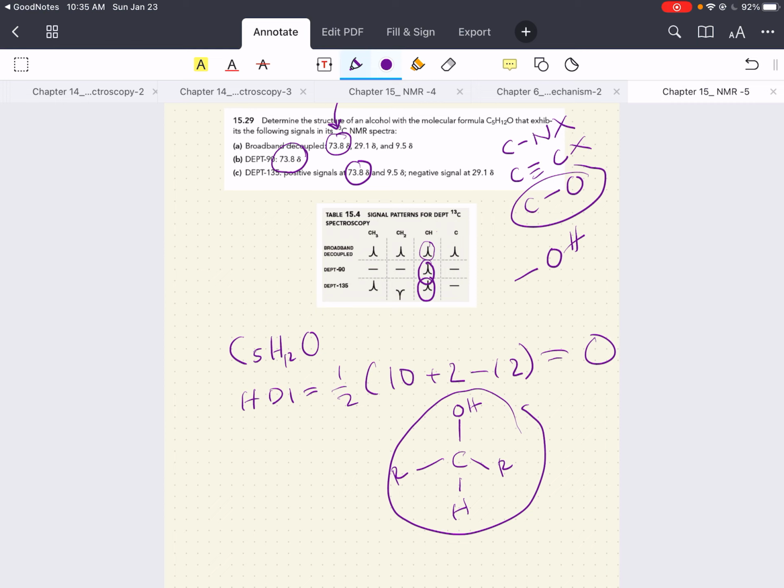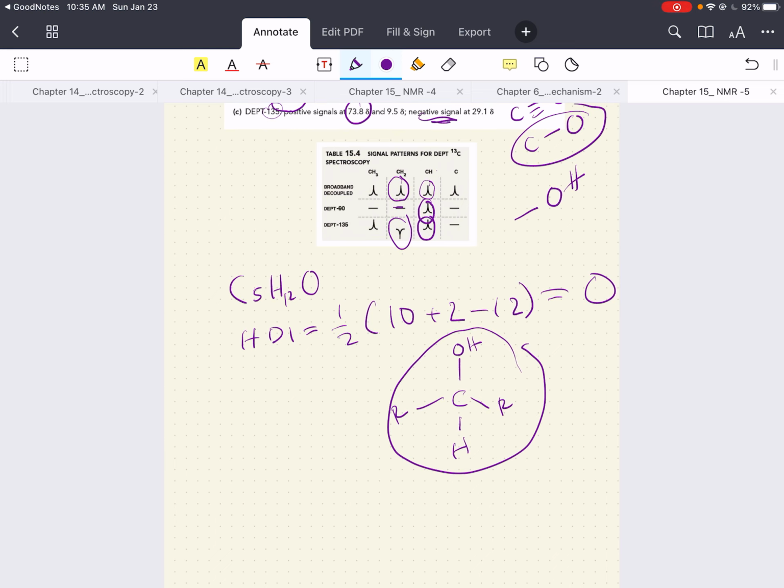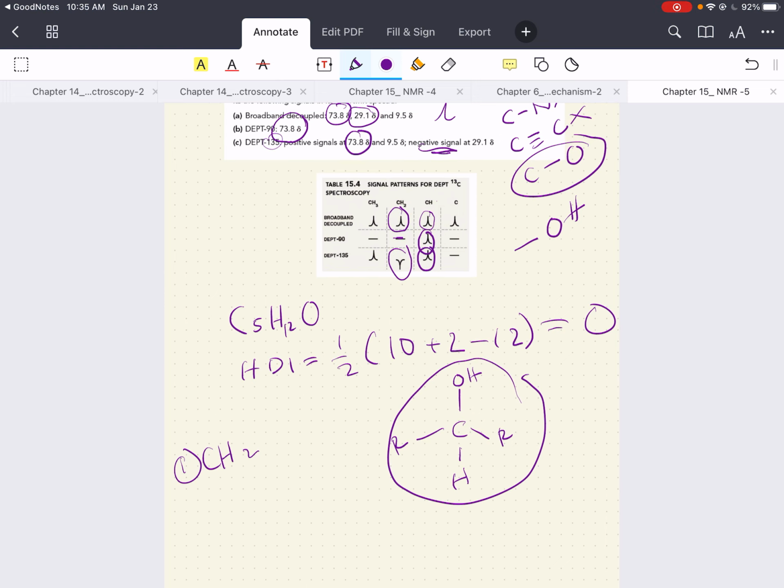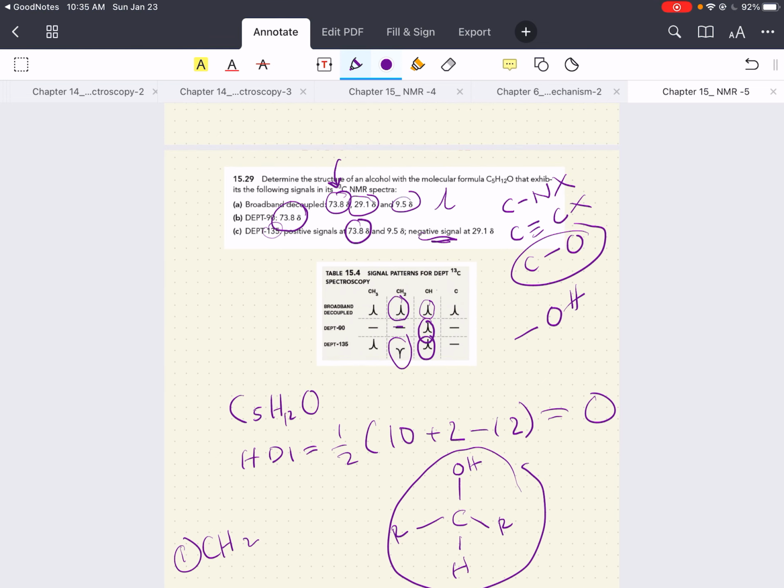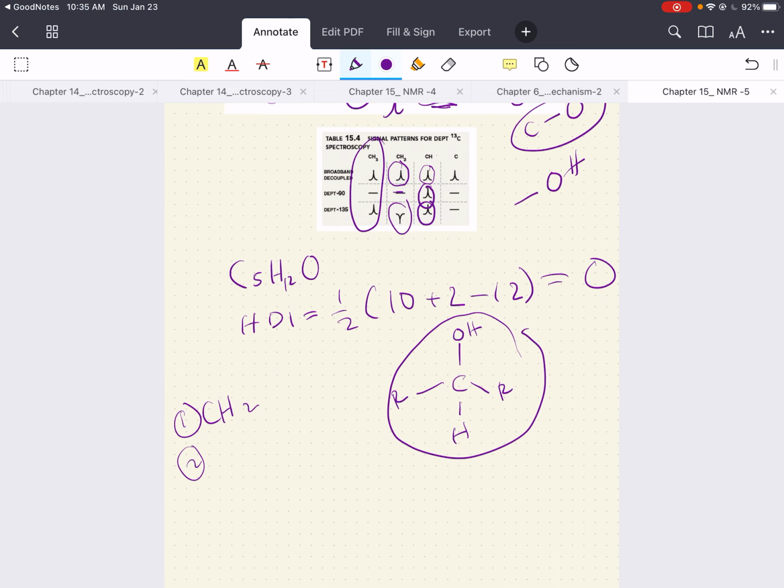We have a peak at 29.1, positive in our broadband decoupled, and it appears again in our DEPT 135 as a negative signal. So positive, nothing in our 90 there, and then negative in our 135. We have a CH2 group. Fantastic. And then our last signal at 9.5 appears as a positive peak in our broadband, nothing in our 90, and then again as a positive peak in our 135. That's a CH3 group. Beautiful.